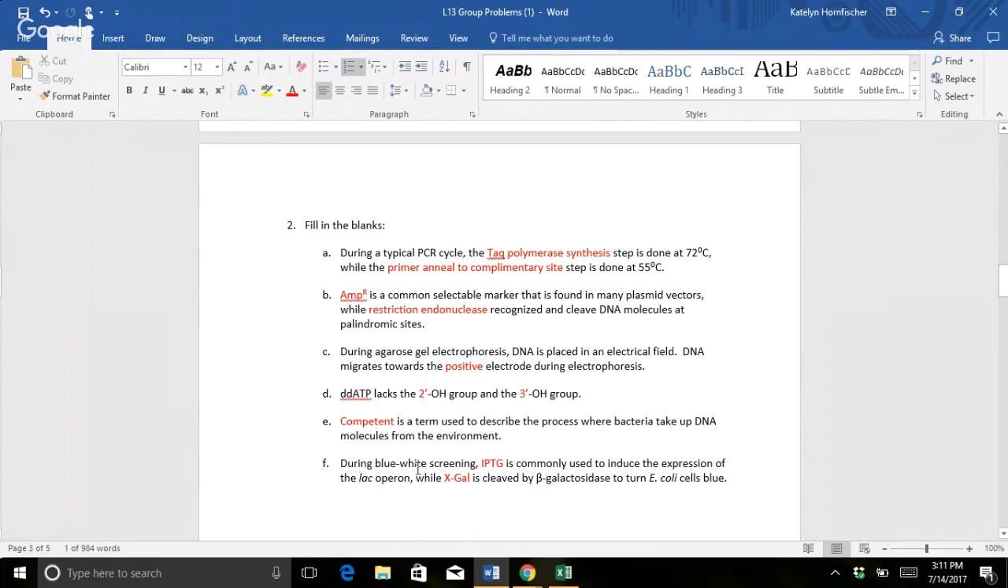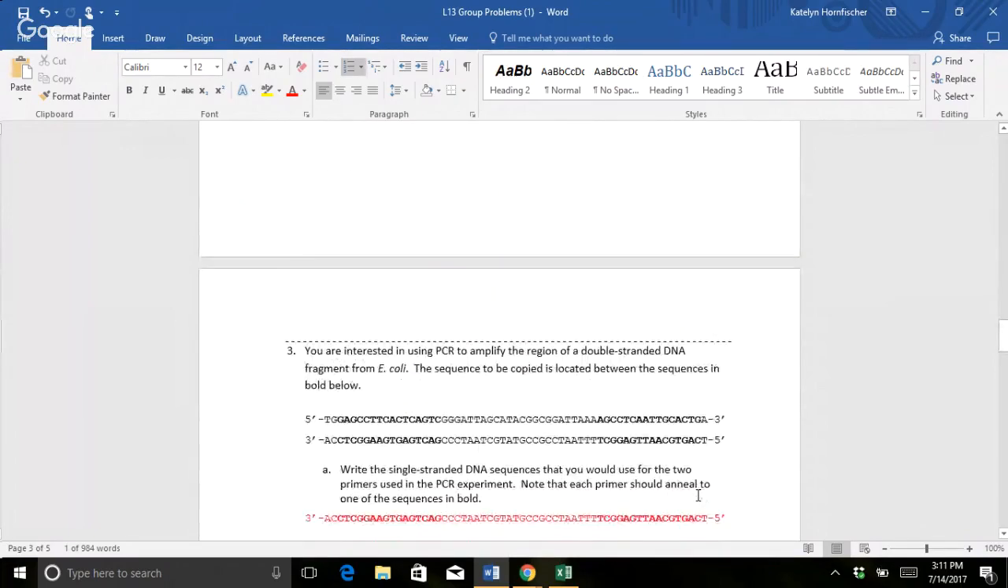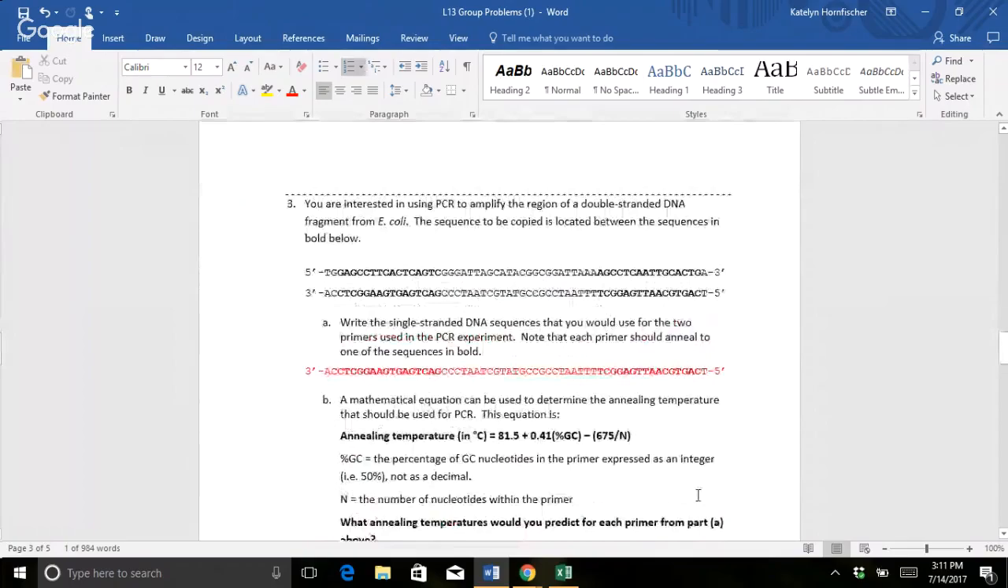And F is during a blue-white screening, IPTG is commonly used to induce the expression of the lac operon, while X-gal is cleaved by the beta-galactosidase, I'm not even going to try, to turn E. coli cells blue. All right. And Haley, you are a go.